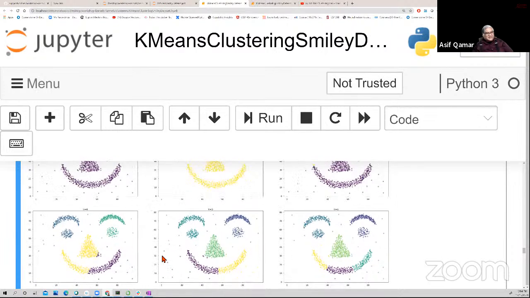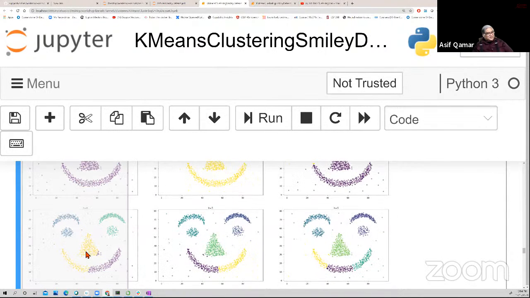Now you go to k is equal to 4. What happens? Things begin to get a little bit more interesting. Now each eye and eyebrow is a cluster. The nose seems to have merged with half the lips, and a tiny bit of the nose and the other half of the lips are together, another cluster. So it does seem wrong. So k is equal to 4 is also not perfect.